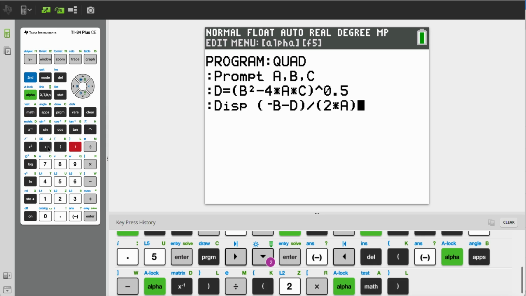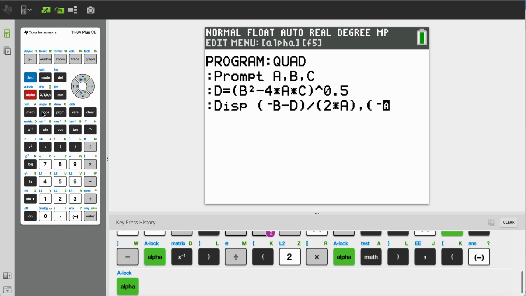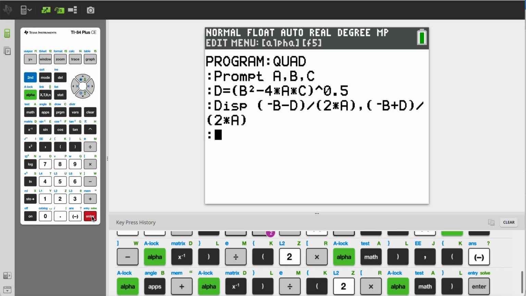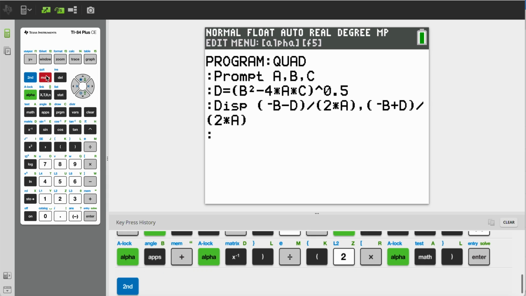That's one of our roots. Remember, negative B plus or minus the determinant divided by 2A. Do a comma. Our other possible answer is negative B, not subtraction, negative alpha B plus the determinant, close parentheses, divided by, open parentheses, 2 times alpha A, close parentheses. And now go ahead and press Enter again. Congratulations, you're done with your program. Now you can just quit this. I'm going to do second quit.